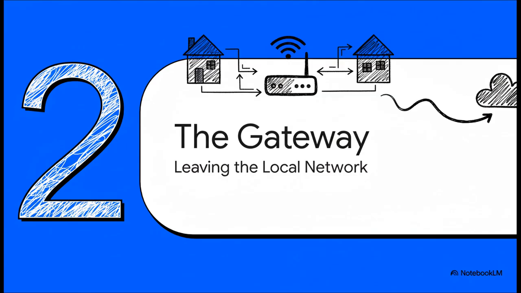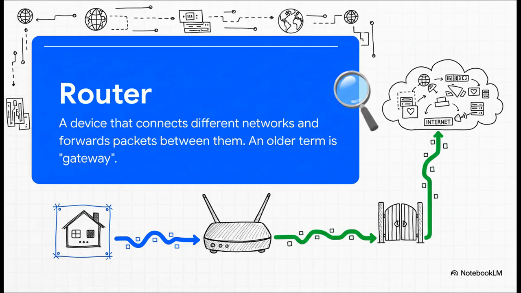But now what? How does that packet actually get out of your house and onto the great wide internet? Well, for that, we're going to need a gateway. And this is where the main character of our story finally enters the scene, the router. A router's whole purpose in life is to connect different networks. It is the gatekeeper, the bouncer that stands between your private little home network, your LAN, and the huge public network that is the internet.